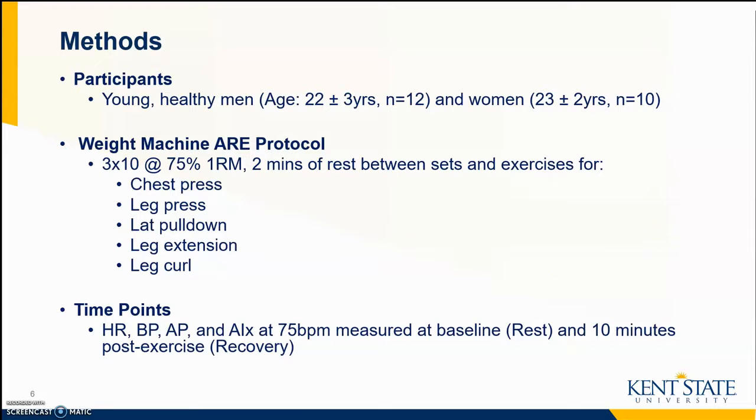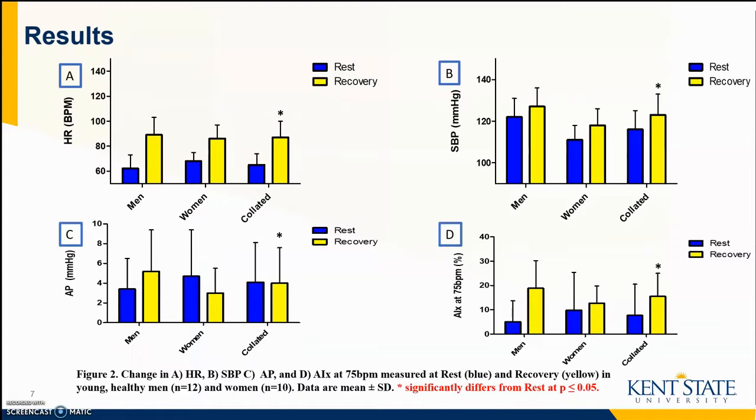What did the exercise protocol look like? It was three sets of 10 at 75% 1RM on 5 different machine exercises: chest press, leg press, lat pull down, leg extension, leg curl. All exercises were interspersed by 2 minutes and performed in a circuit fashion. What were our time points? We measured heart rate, blood pressure, and our measures of aortic wave reflection at baseline or rest, and 10 minutes post-exercise recovery.